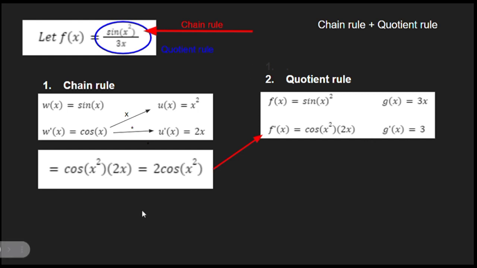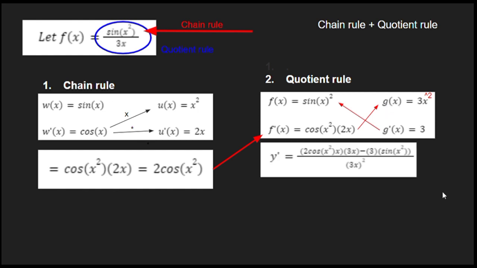So the chain rule result, we have to add it in the f prime of x, which is the derivative of this term, and then we have to multiply these terms by this, and then this term by this, and then we have to divide all of this by the square of the g of x, and it will give you this.